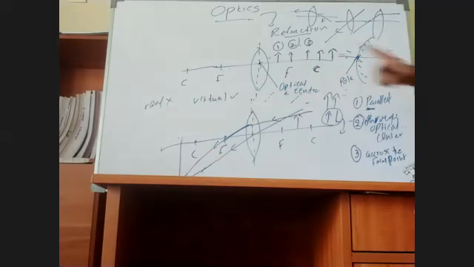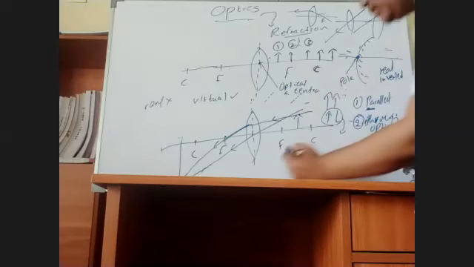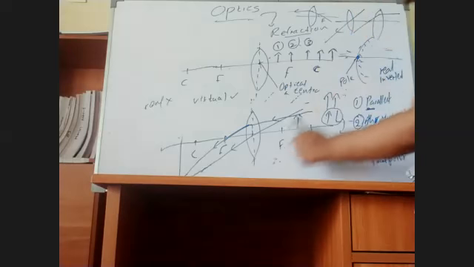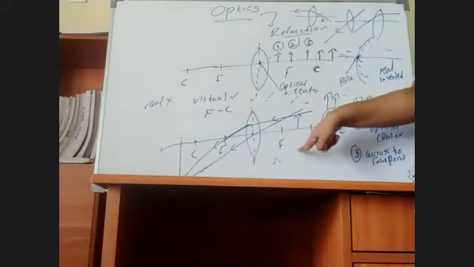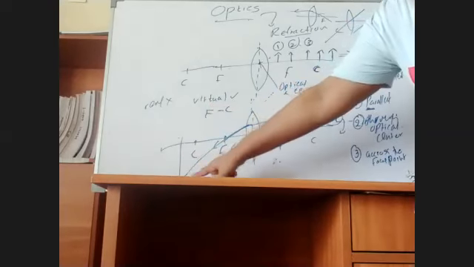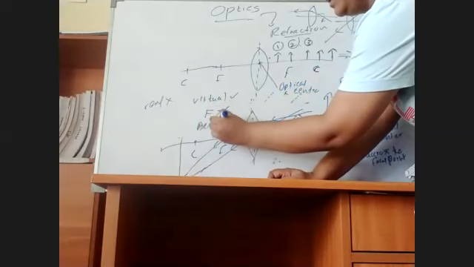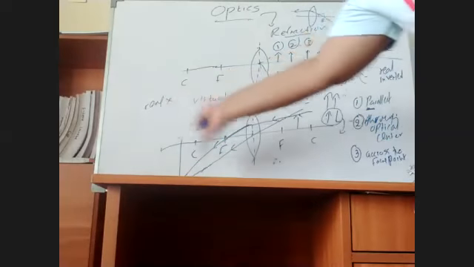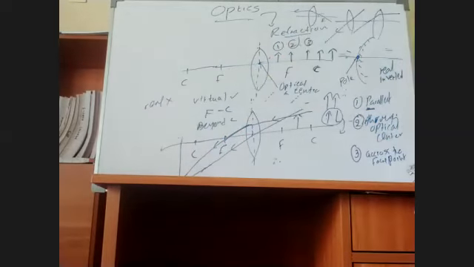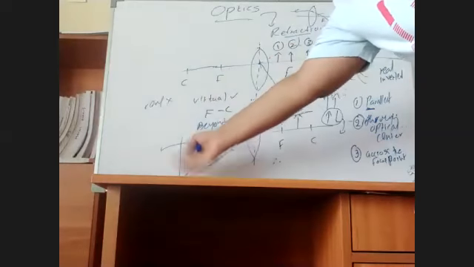And what about the size of the image? Clearly we can see that the image is larger than the size of the object. And what about the place where the image is formed? We place the object between the focal point and the center of curvature. So where is the image formed? The image is formed beyond the center of curvature, away from the center of curvature. That is the location where the image is formed.